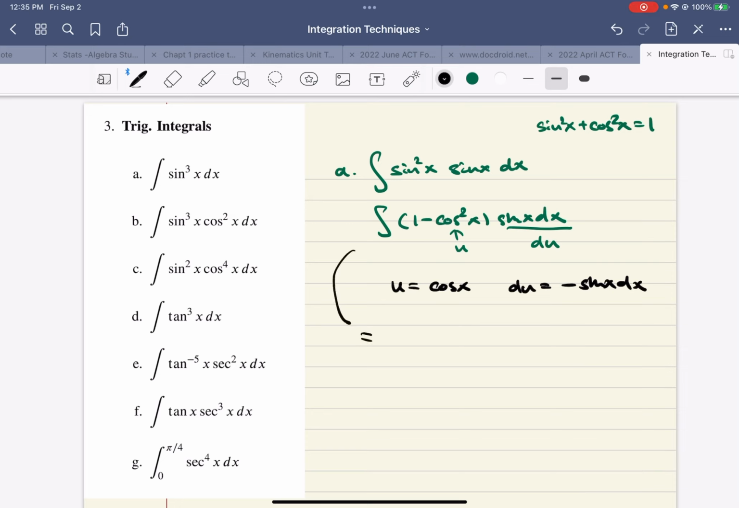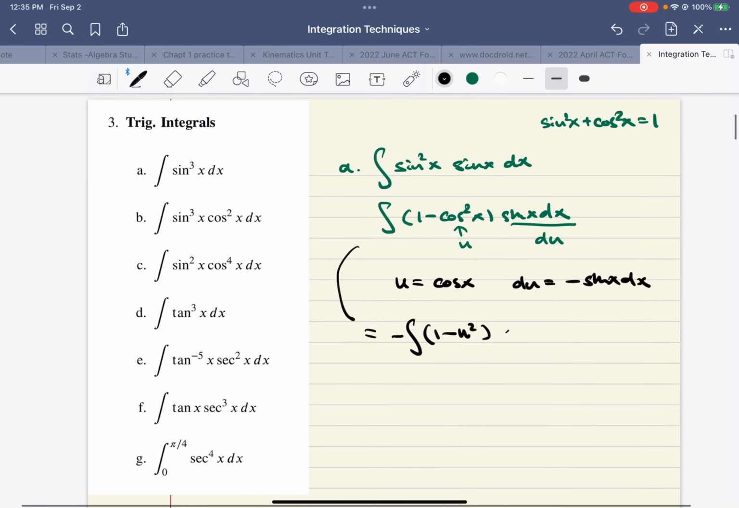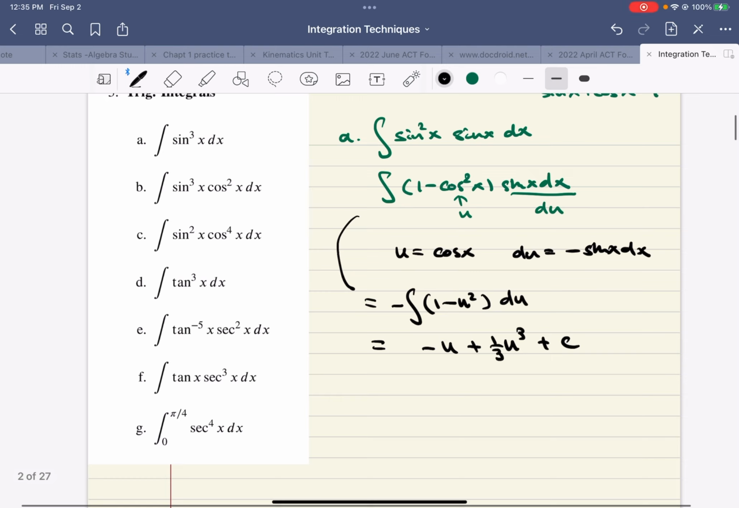So that becomes 1 minus u squared, and sine x dx is a negative du, so negative, you can take it out, du. So that becomes negative u plus 1/3 u cubed plus c using the power rule. Now substitute back: negative cosine x plus 1/3 cosine cubed x plus c will be a fine answer.